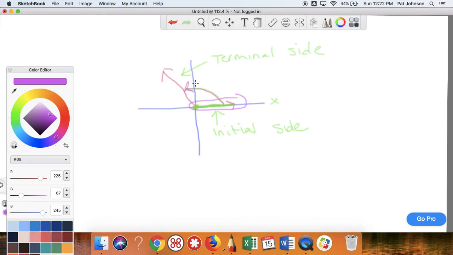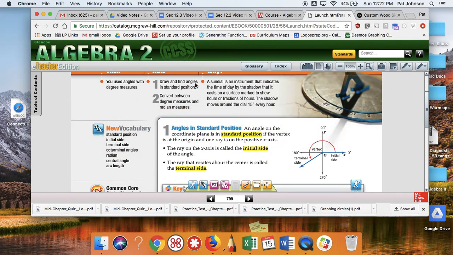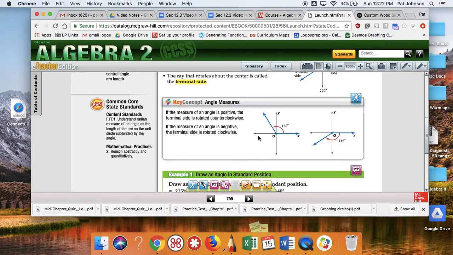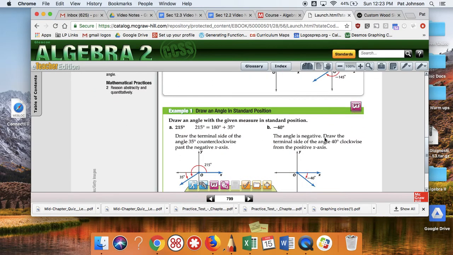If a measured angle is positive, the terminal side will be rotated counterclockwise. So look at this key concept box here. If the angle measures 120 degrees, which is positive, it starts at the positive axis and goes counterclockwise 120 degrees. If it's negative, it starts at the initial side and goes clockwise.